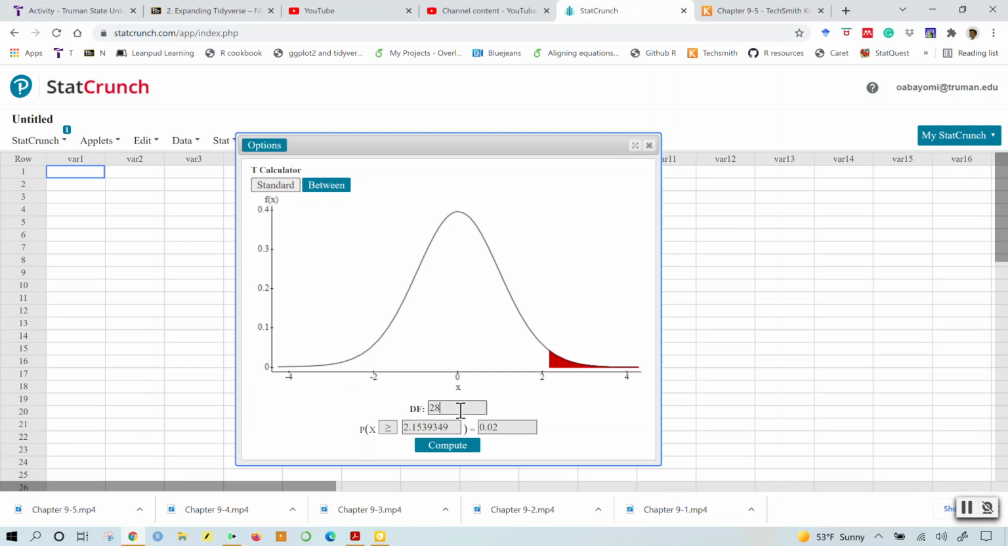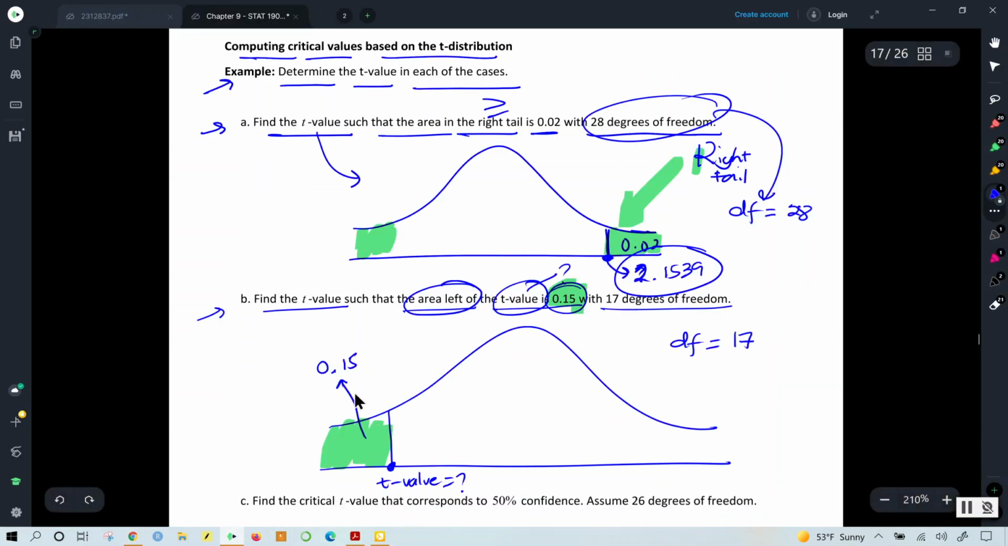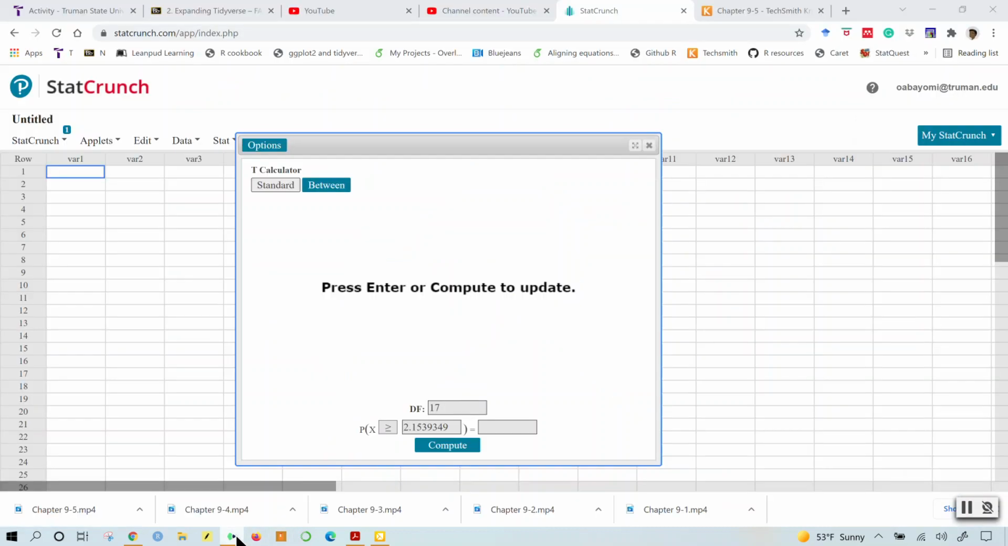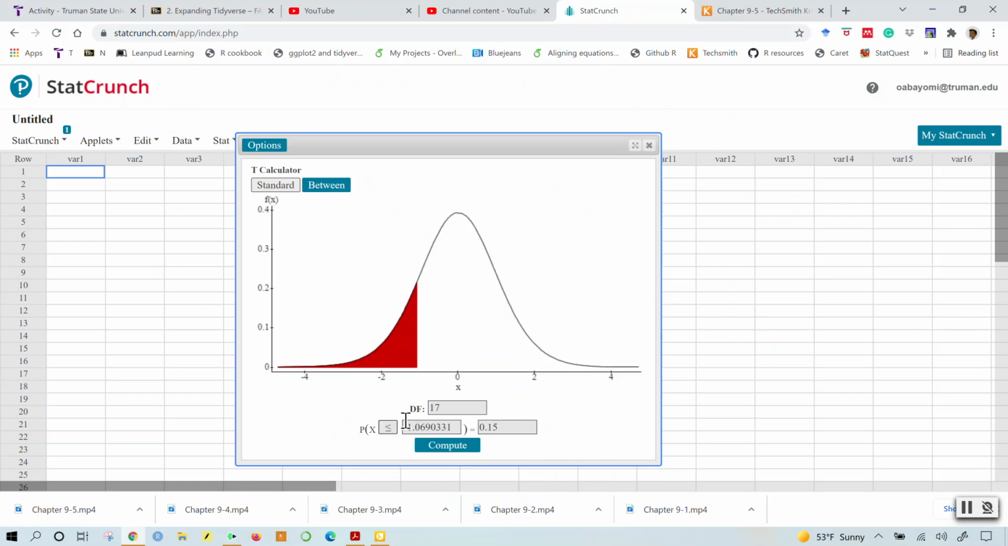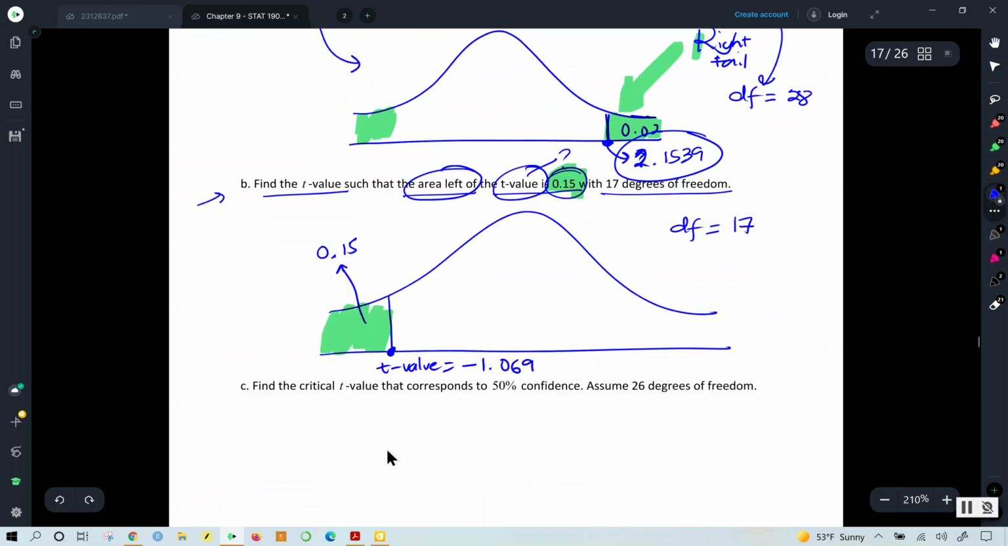So back in StatCrunch, the degree of freedom is 17. I want the area to be, according to the question, 0.15. So I need to adjust that to 0.15. And then I want it to be on the left tail. So this is to the left, right here, as you can see, the arrowhead. So this is negative 1.069. That is the T value I need. So I'm going to erase this. I have my final answer, negative 1.069. That is the T value we want to find.